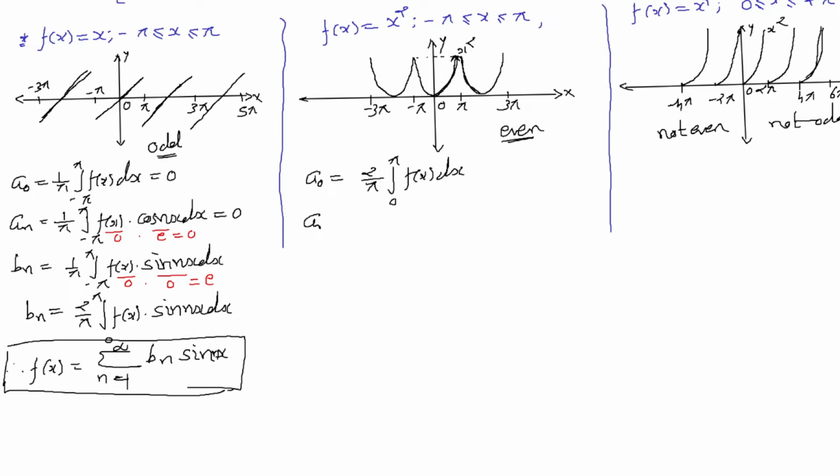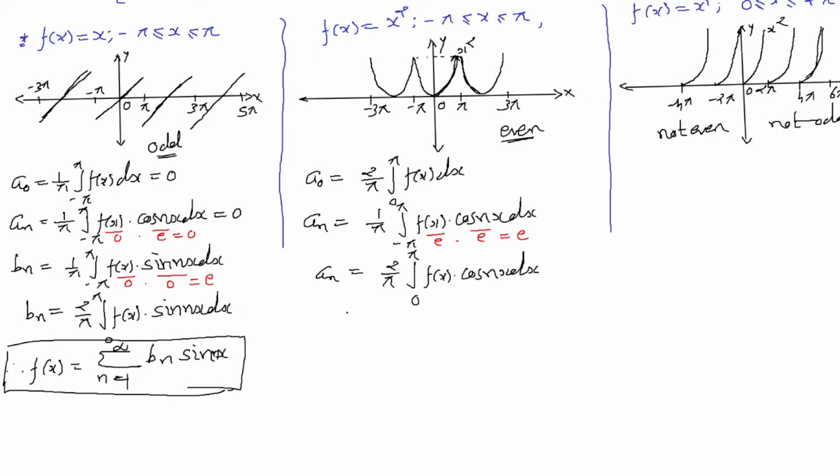Okay. Now an is the integral from minus pi to pi of f of x into cos nx dx. f of x is even, cos nx is even, right? So the product of two even functions is even, and therefore this is equal to 2 upon pi integration over 0 to pi f of x into cos nx dx. This is an.